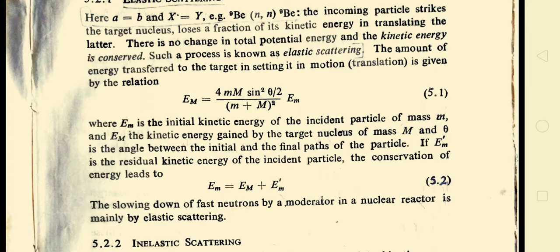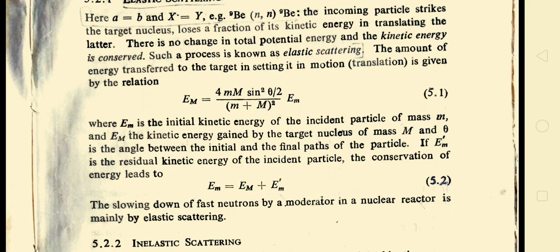Between the initial path and final path, there should be some angle difference. That is why there is the angle theta. And E_m dash is the residual kinetic energy of the incident particle.